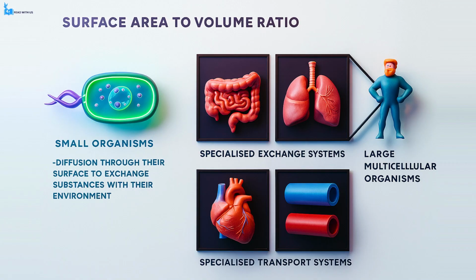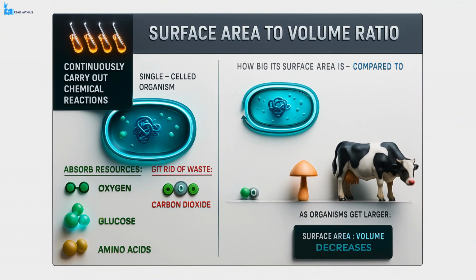Starting with a single-celled organism, we can understand that for survival, the cell must constantly perform a range of chemical reactions to build and break down molecules, and to do this, it must absorb substances such as oxygen, glucose, and amino acids from its environment while also getting rid of waste products like carbon dioxide. The ability of the organism to manage this depends heavily on its surface area to volume ratio, which is a comparison between the area around its outer surface and the total space inside it.